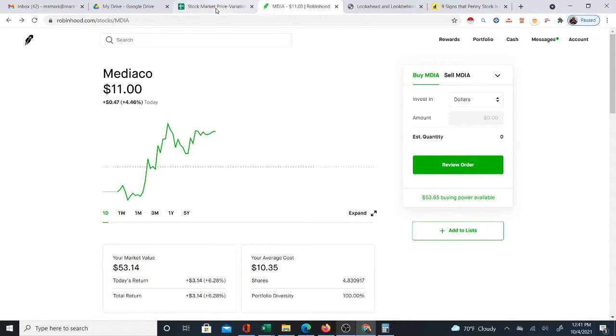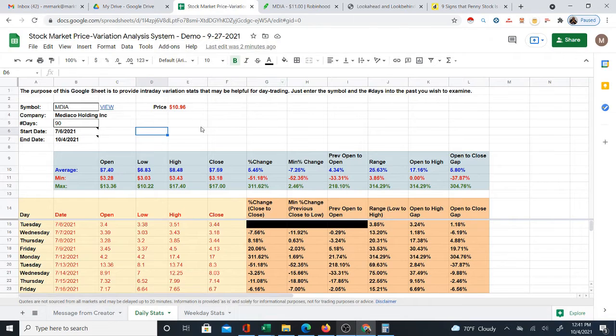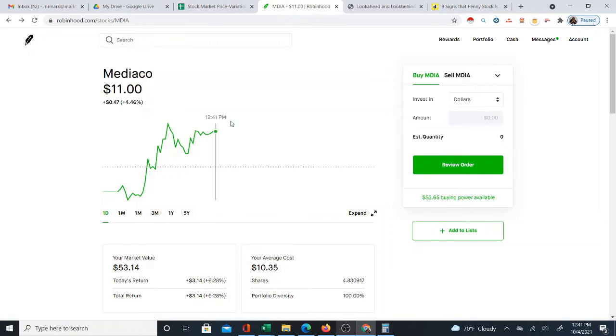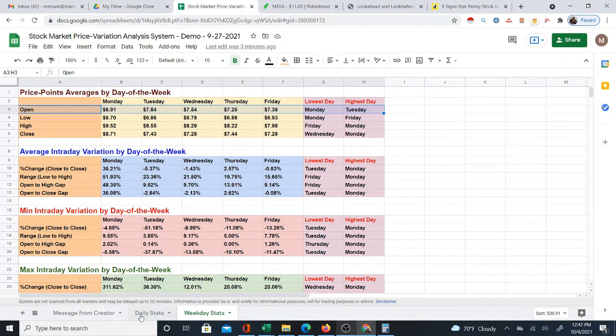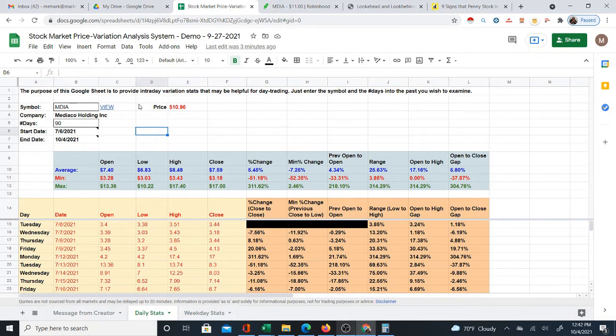Now the thing I want to explain to you, however, is how I came to actually choose this one in particular to do this play with. That went from $10.35 to $11 in the same day. Well, here's the thing. I'm using Google Sheets to actually analyze the certain patterns of stock price changes by the day of the week, and I'm going to explain how this works right now.